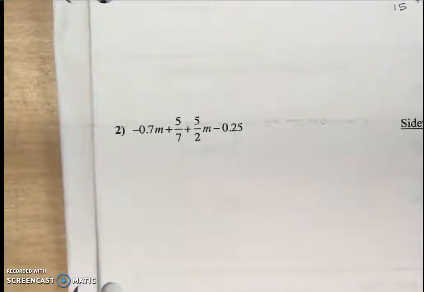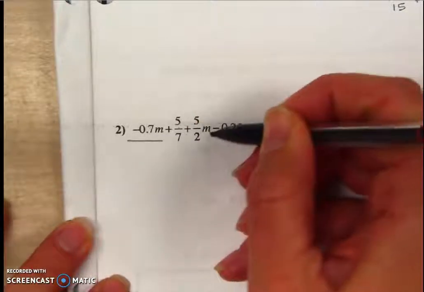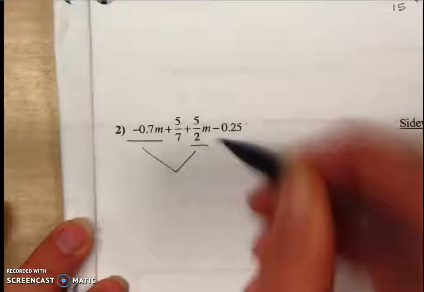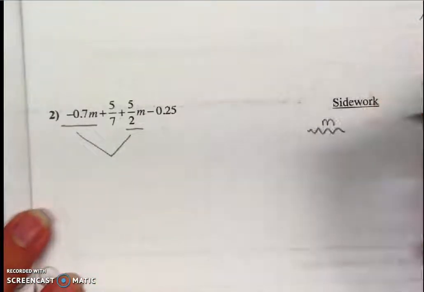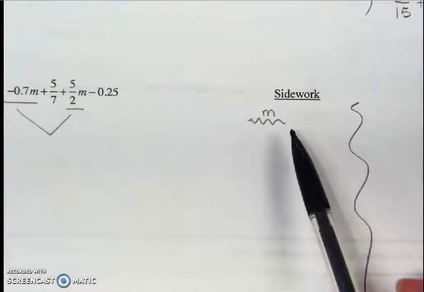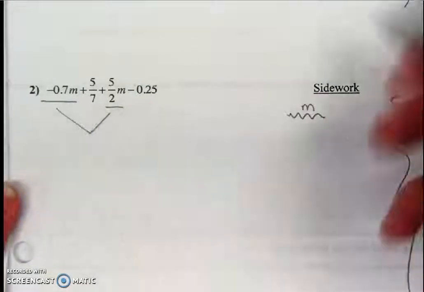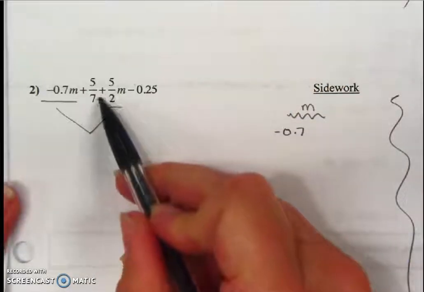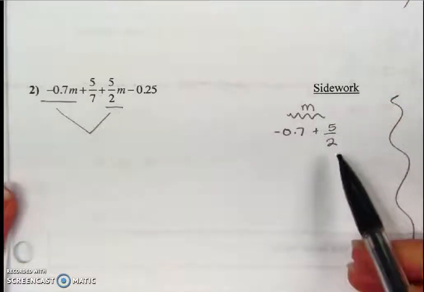All right, let's look first for our variable terms. I see that this one has an M, that one doesn't. This one has an M, that one doesn't. So I'm going to work first with my variable terms. So on my side work, I'm going to write my M over here as I separate my two sides of side work, the ones with the M's, the ones without the M's. The coefficients on the M's are negative 0.7, and that's a positive 5 halves, plus 5 halves. So that's really the work we're doing.